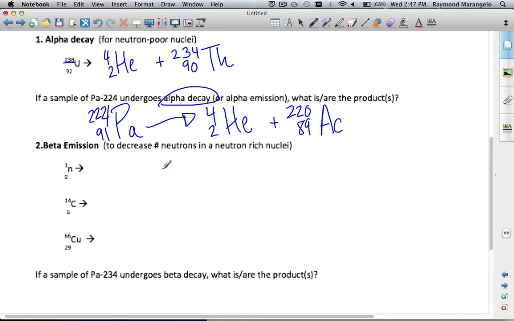Beta emission. When you go through beta emission, you are losing what? You are losing an electron. There's your electron that you lose. All right. So if this is 1 and it has a charge of 0, then it stays 1. This number does not change because the electron weighs essentially nothing.